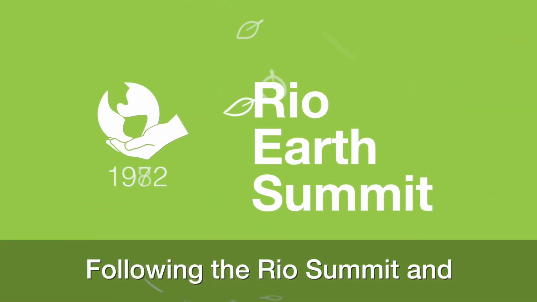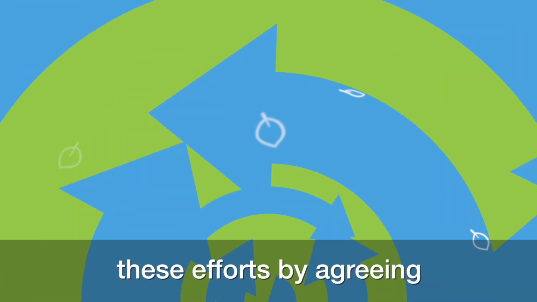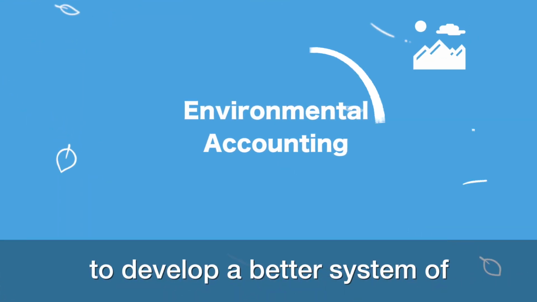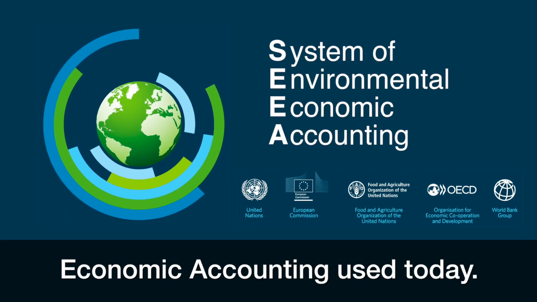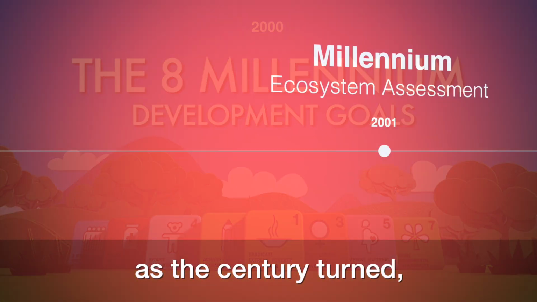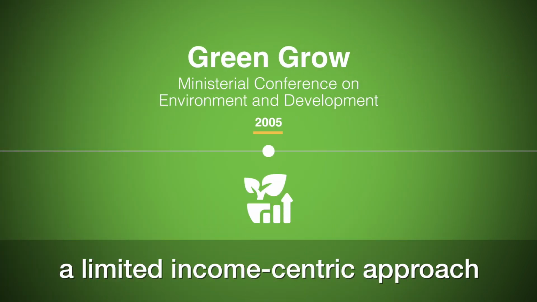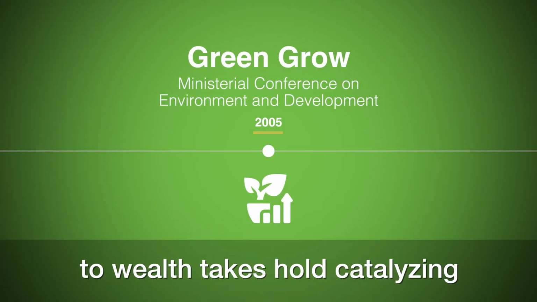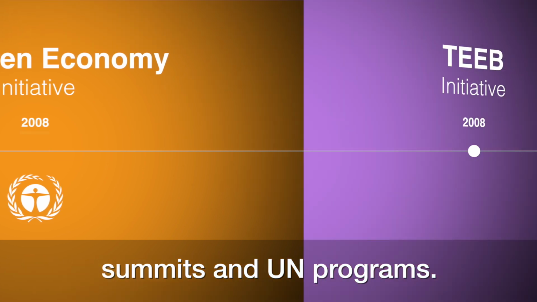Following the Rio Summit and Agenda 21, signatories consolidated these efforts by agreeing to develop a better system of environmental accounting, eventually leading to the system of environmental economic accounting used today. Building on this momentum as the century turned, a sea change in mindset away from a limited income-centric approach to wealth takes hold, catalyzing landmark international initiatives, summits, and UN programs.